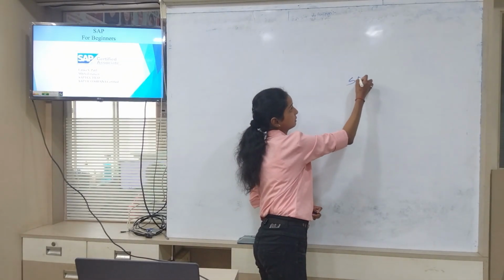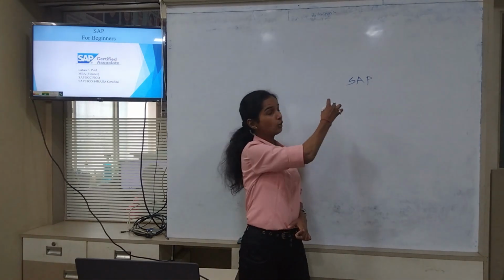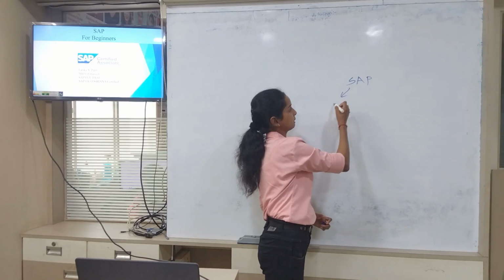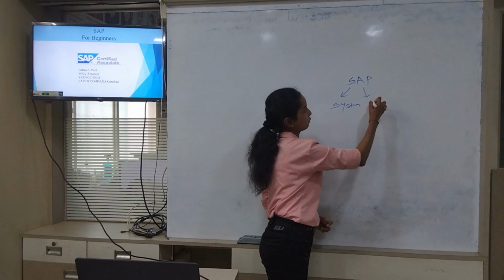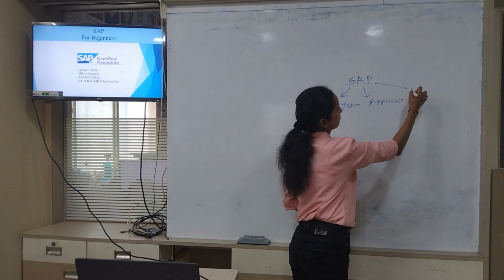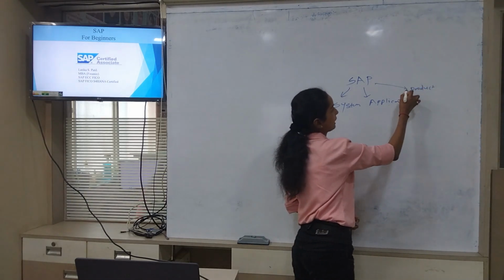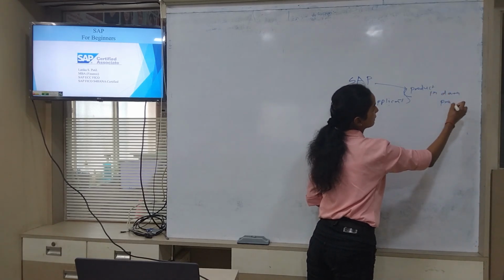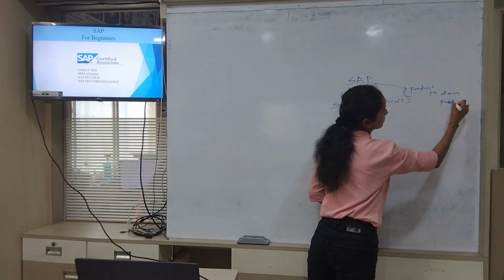What is SAP? First of all, I want to say that this is not a SAP or SAP. This is an SAP, in which S stands for system, A stands for application, and P stands for product. So the full form of SAP is system, application and product in data processing.